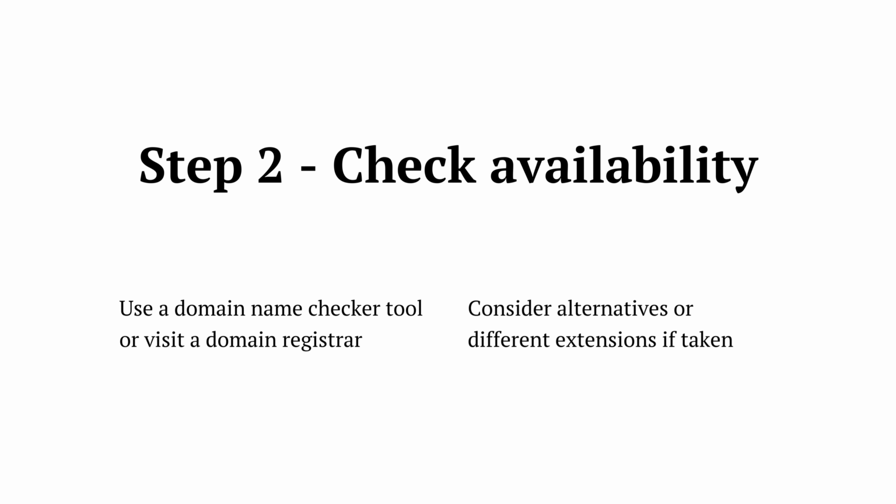So before you register a domain name, it's important to make sure it's available. So you can use a domain name checker tool to see if your desired domain name is available, or you can visit a domain registrar to see if it's available for you to purchase. A domain registrar is a company that allows you to register a domain name and manage your online presence. If your desired domain name is already taken, you may need to come up with an alternative or a different extension such as .net or .org or your country specific extension if you want to use that.